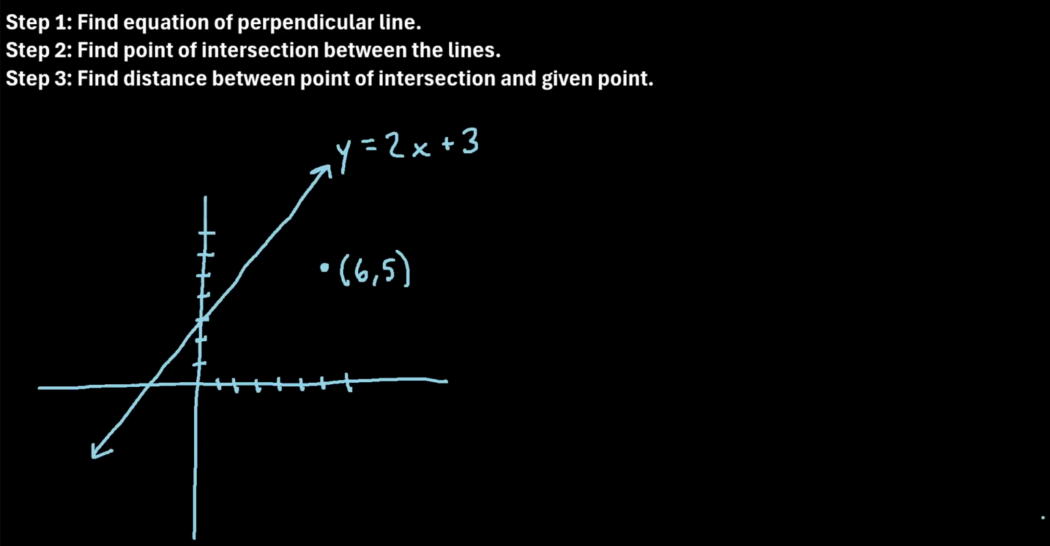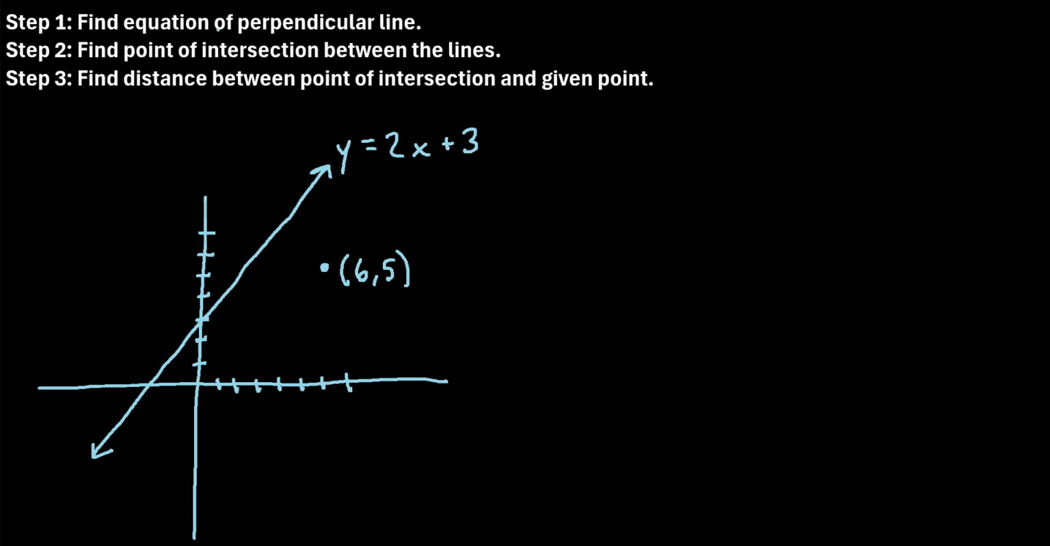In this video, we will talk about how to find the distance from a point to a line. So let's check out this example here. Let's say we have a line with an equation y equals 2x plus 3, and let's say we have a point located at (6, 5), and we want to know the distance between this line and this point. So I've outlined a 3-step process we can use to find that distance.